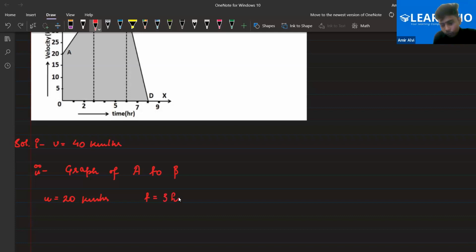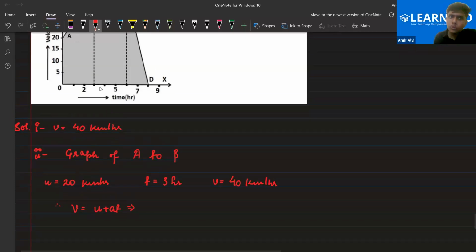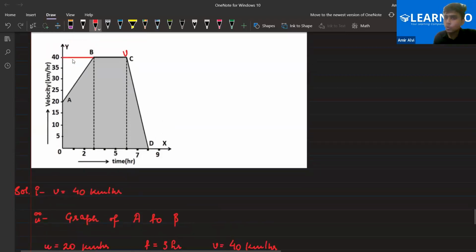Is this clear to all of you? And the final velocity is 40 kilometer per hour, right? We just need to find the acceleration. So acceleration could be found using the first equation of motion, or you could use the slope formula as well. There is no need to worry. Both the methods are correct.